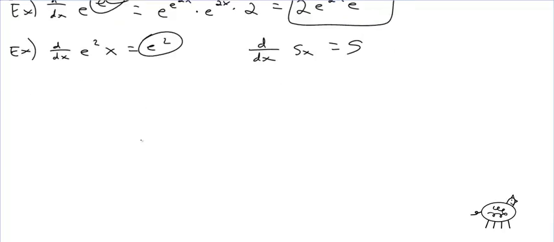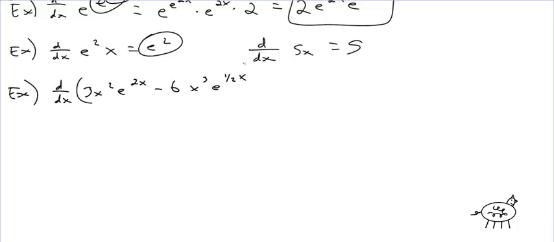Try another one here. d by dx of 3x squared e to the 2x minus 6x cubed e to the 1/2 x. Brutal, man. Brutal. Okay. We're going to just use some of the properties that we know already. No big deal. Like the first one, of course, I'm going to break this up into two separate derivatives, right? The first part and the second part.